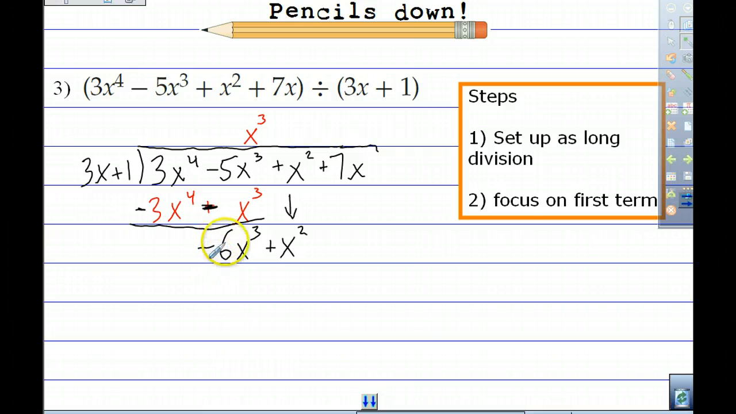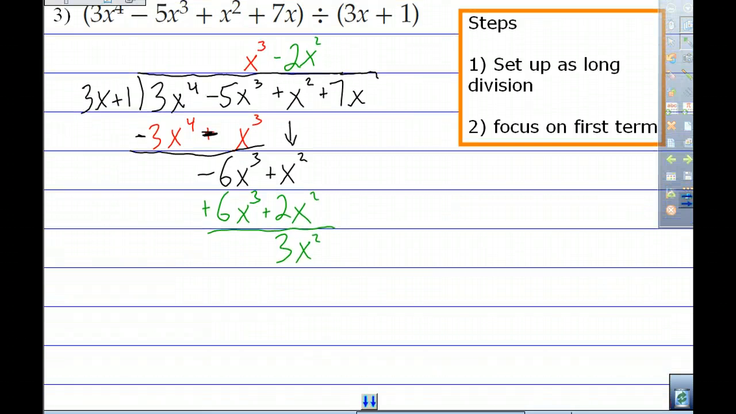3x times what is negative 6x cubed? Negative 2x squared. There we go. And we get negative 2 times here, so that stays negative 2. Change both signs, positive, positive. We'll get 3x squared. Bring it down.